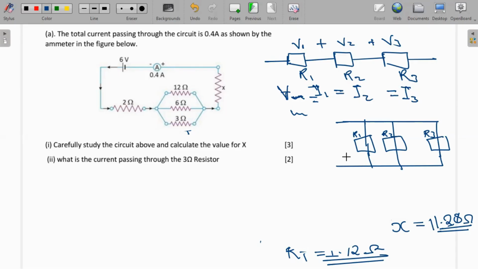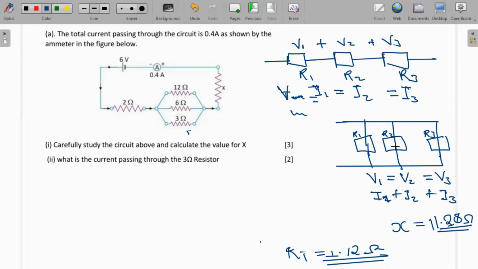Whilst when it comes to a parallel combination like that, the opposite is the case. The voltage will be similar across everything. The voltage that enters the cell is shared equally across all the three resistors. That means the voltage here will be equal to the voltage that we have there, and that will also be equal to the voltage that we have there. Also, when it comes to the current, the total current that is entering the circuit will be equal to the current that we have there plus the current that we have there plus the current that we have there.